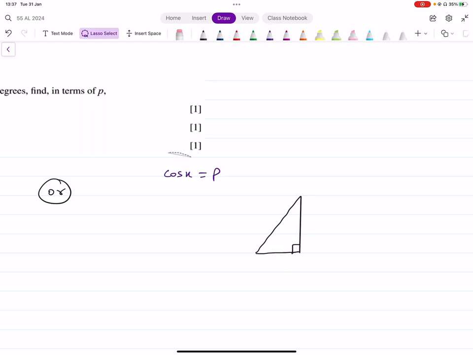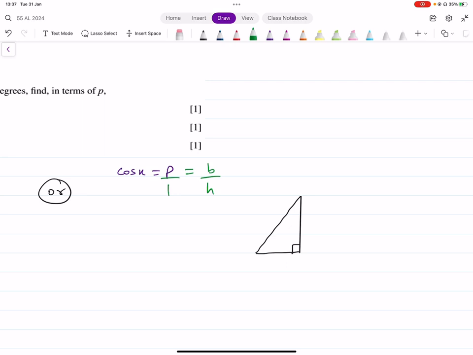cos is equal to P. What that means is the ratio of base and hypotenuse is equal to P. How is cos defined? Base over hypotenuse, or adjacent over hypotenuse, right? That's what cos is. So the ratio of base and hypotenuse is equal to P. If the base is equal to P, what should the hypotenuse be? Hypotenuse should be 1. If the base is P, hypotenuse is 1.